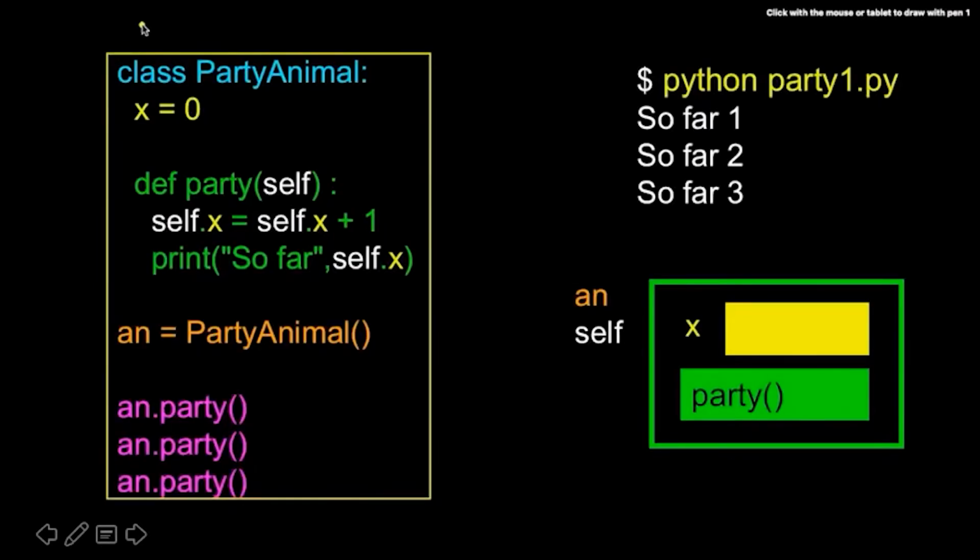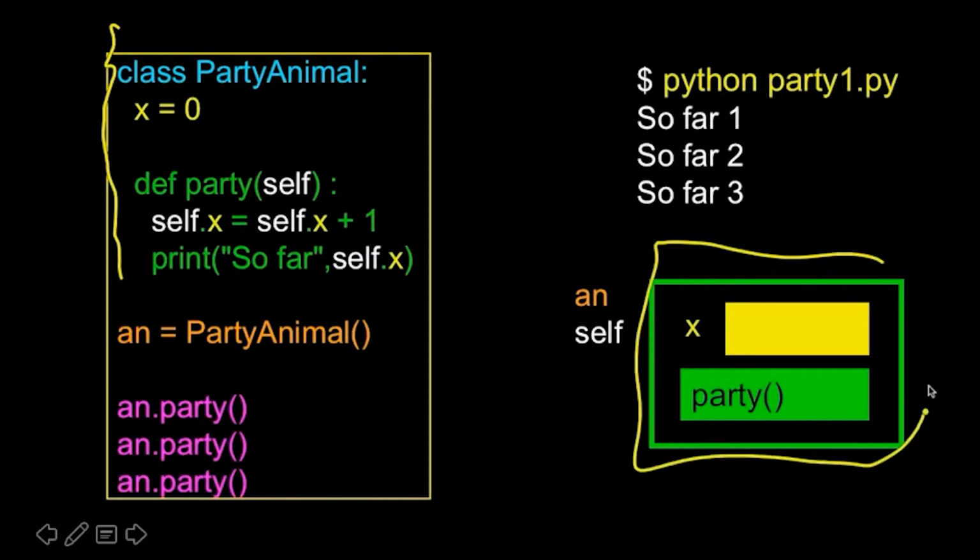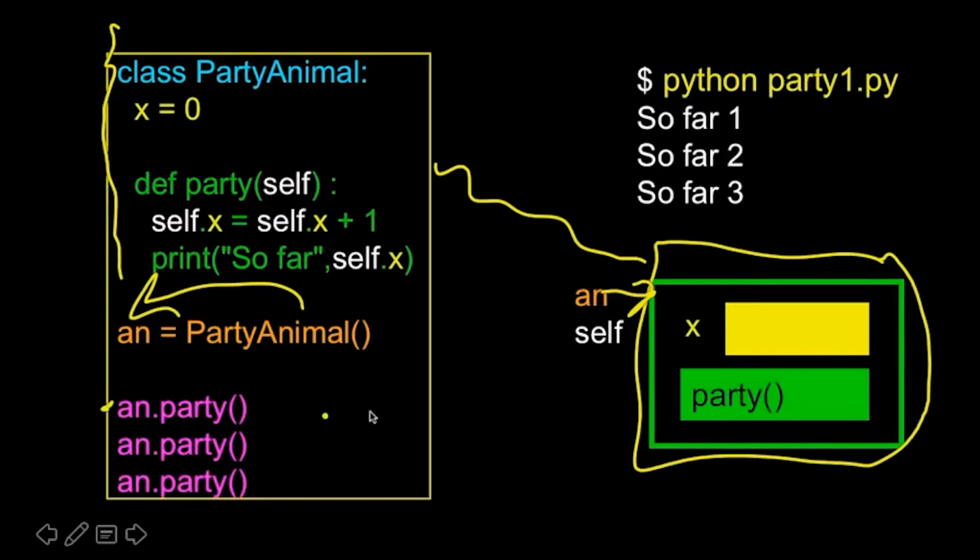starts up here, it just defines it, and then we construct it. That's basically constructing it. We know how to construct it because we look at the class and we make a variable x, we make some code party, and then we construct that. That's what the party animal does, and then we assign that into an. And so an is now pointing at that. Then when we call the party method, that basically takes this an and passes it in as the first parameter, which is used as self.